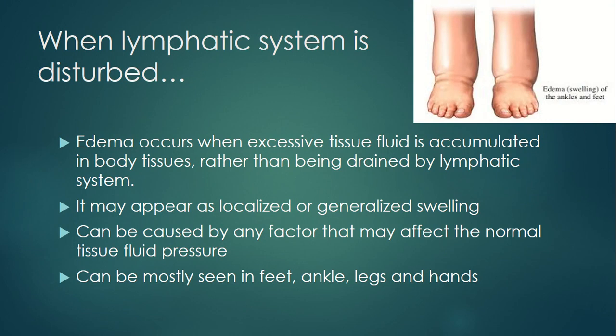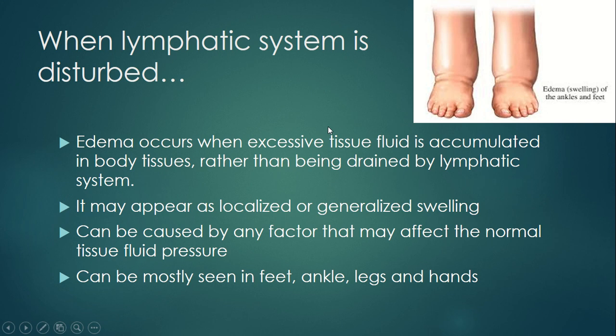Now I'm going to explain what happens when the lymphatic system is disturbed. Edema is a condition that occurs when excessive tissue fluid accumulates in body tissues rather than being drained by the lymphatic system. So edema is a condition that appears due to the accumulation, or you may say retention, of fluid within the tissues.